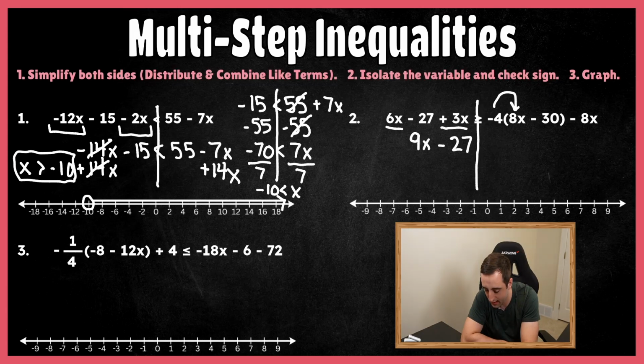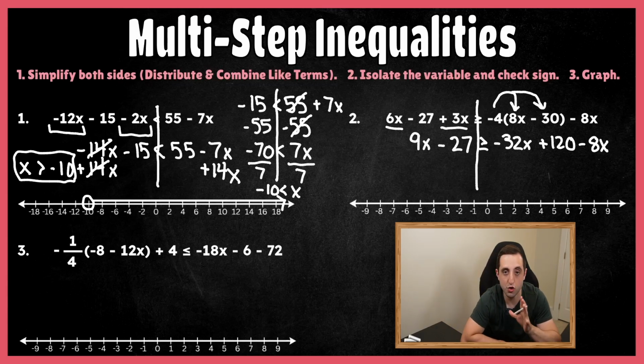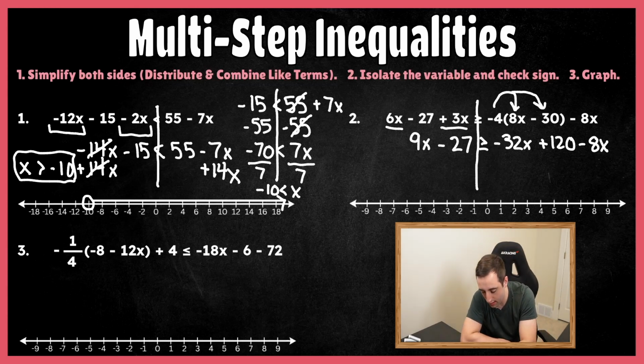Negative 4 times 8x, negative 4 times a negative 30. So that's going to be, you have a greater than or equal to. We have negative 32x plus 120. And then don't forget that we still have that minus 8x that we haven't touched yet. But you can't just not do this part. Some people do the distributive property and then they forget to combine like terms. Well, we still have like terms. We still have to simplify the right side a little bit. So we have negative 32x and this minus 8x that can still be combined together. So we have 9x minus 27, that stays the same, is greater than or equal to, and we combine those, that's going to be negative 40x plus 120.